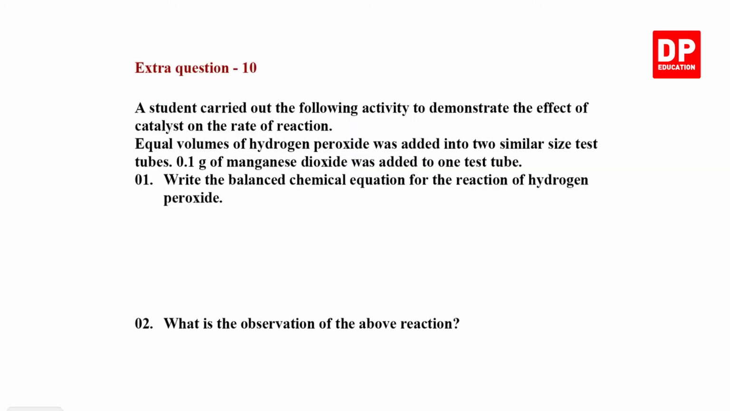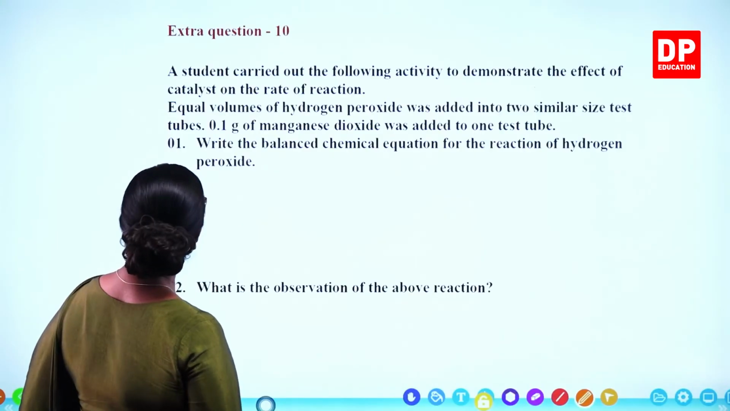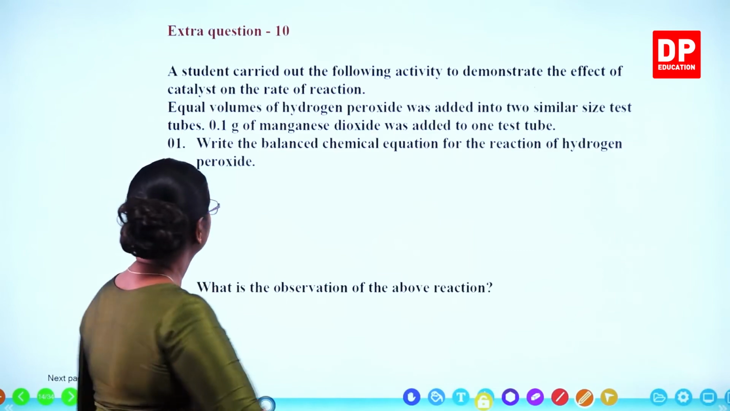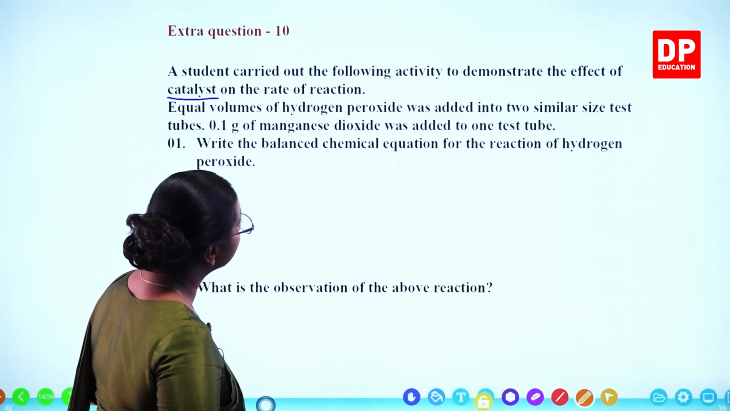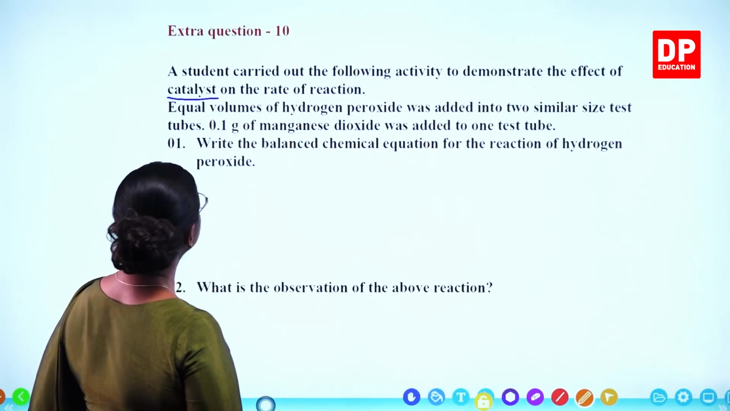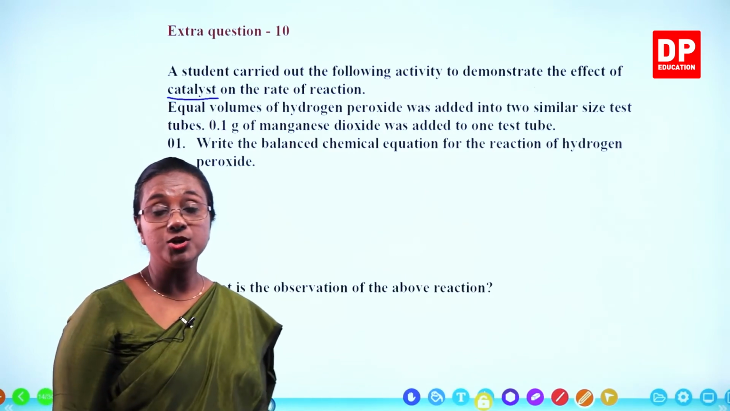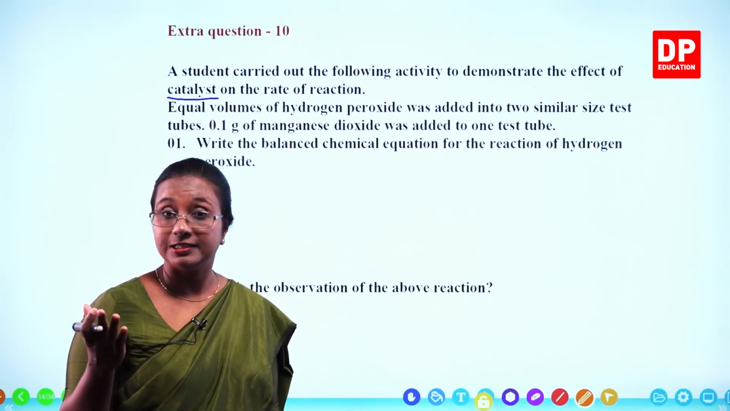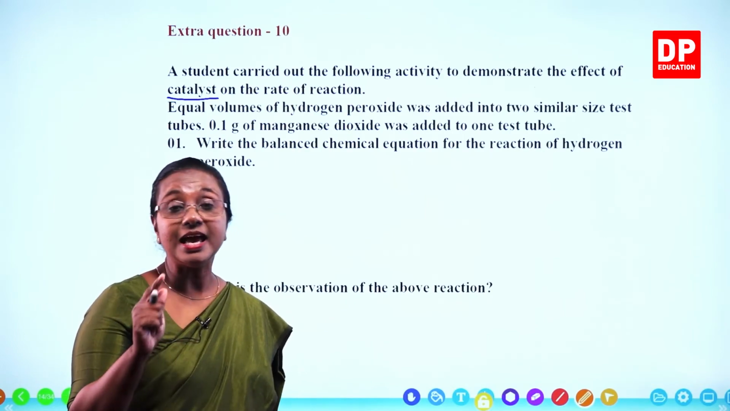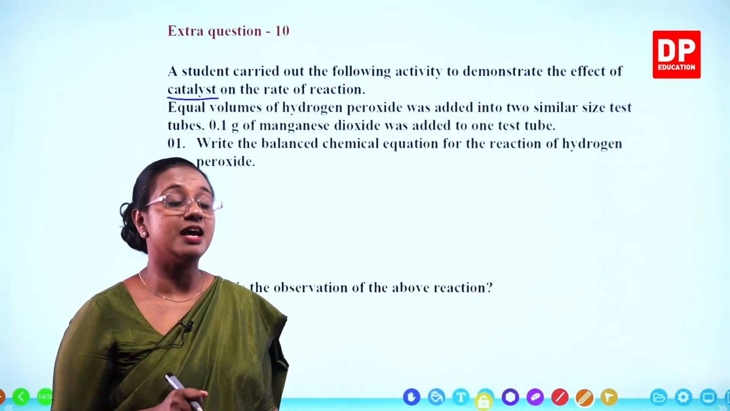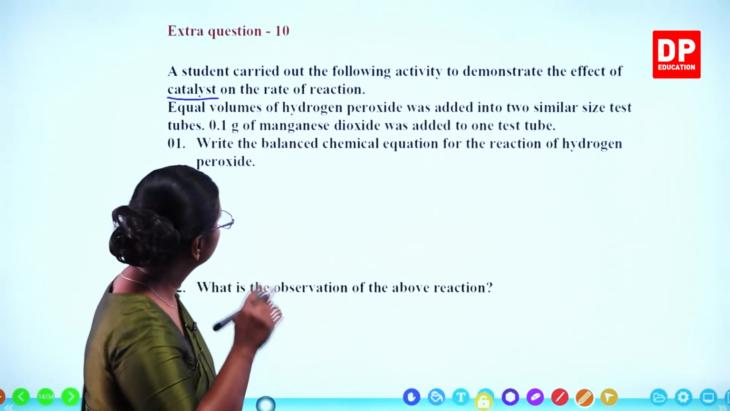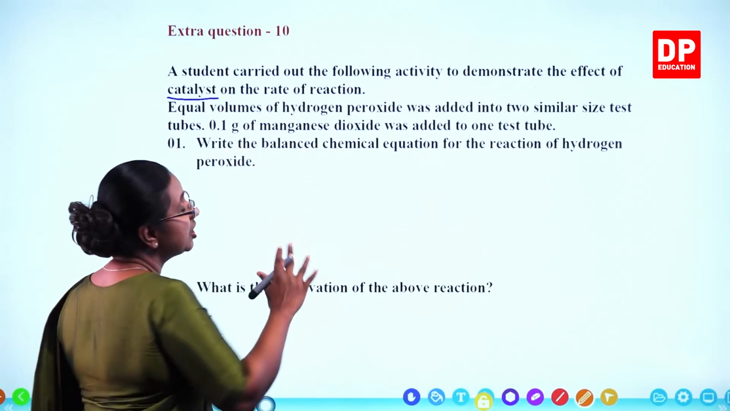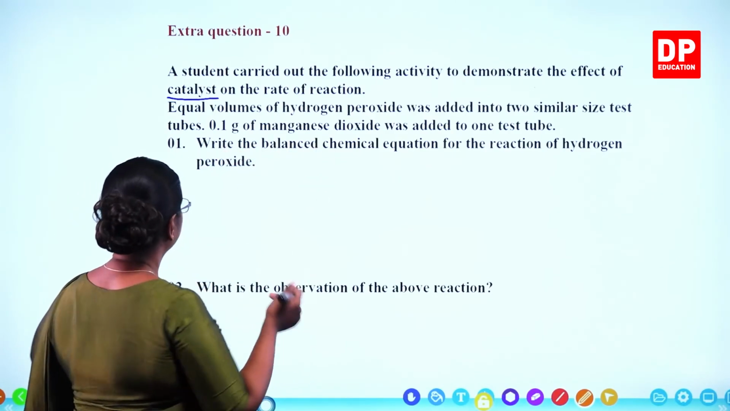Extra question 10. A student carried out the following activity to demonstrate the effect of catalyst on the rate of reaction. So, here the effect of catalyst. Equal volumes of hydrogen peroxide was added into two similar sized test tubes. So, hydrogen peroxide, you all know, dissociates to give water and liberate oxygen gas. That can be catalyzed by manganese dioxide. And you can remember, sulfuric acid is an inhibitor of that reaction. So, you have to remember all that. When you read the question, you have to recall what you have learned.